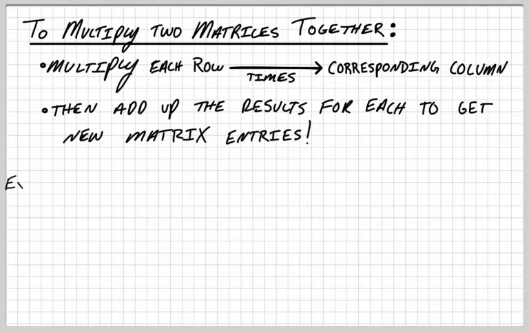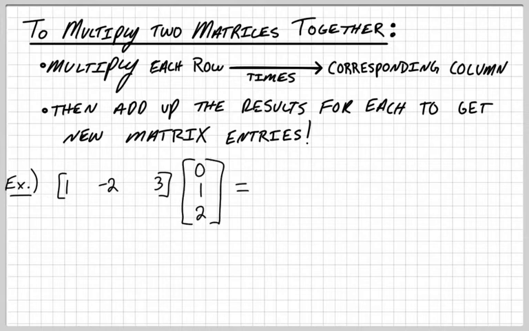I have an example here. I'm going to give you a matrix. It's a simple one. It's a row matrix, right? It's got 1 row and then 3 columns. Times a column matrix here. It's got 1 column and 3 rows technically. So right away, we've got a 1 by 3 and a 3 by 1.